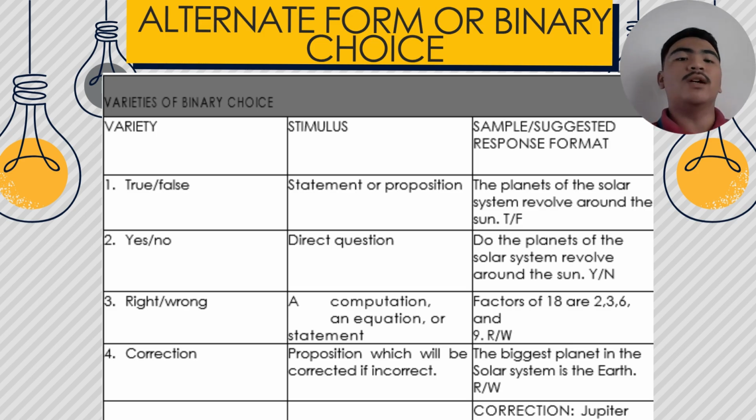The last one, the fourth variety, is the correction. It is the proposition which will be corrected if incorrect. Now we are very familiar with the modified true or false. Somehow it is similar.